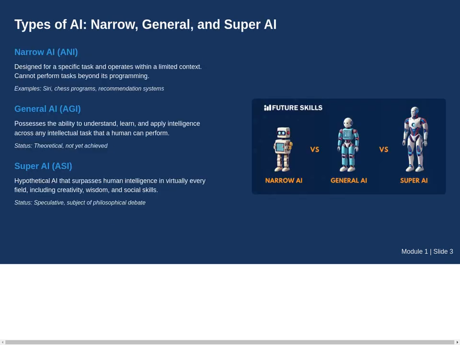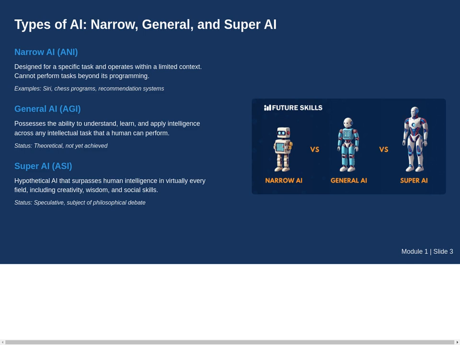Now that we have a grasp of what AI is and its history, let's delve into the different categories of AI. This classification helps us understand the current capabilities of AI and what the future might hold. The vast majority of AI we encounter today falls under the category of narrow AI, also known as artificial narrow intelligence or ANI. This type of AI is designed for a specific task and operates within a limited context. It cannot perform tasks beyond its programming. Examples include Siri, chess programs, and recommendation systems.